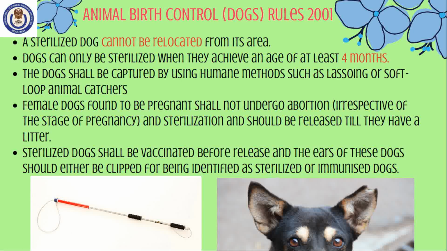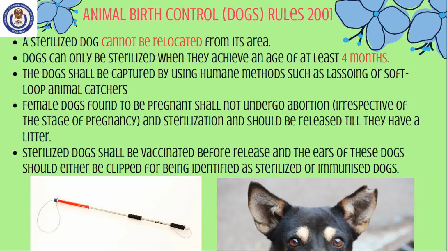You can see a picture right here of the soft loop animal catcher. They should be caught in a proper manner. And female dogs that are found to be pregnant should not undergo any sort of abortion or sterilization, and they should be released till they can have a litter. Then the sterilized dogs shall be vaccinated before release, and the ears of the dog should be clipped for being identified as sterilized or immunized dogs. In this picture, you can see very clearly that the ear of this dog is a little clipped, and this is the identification that the dog is sterilized.